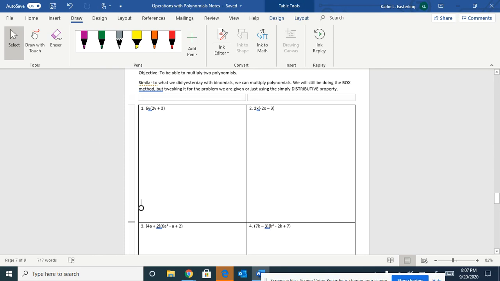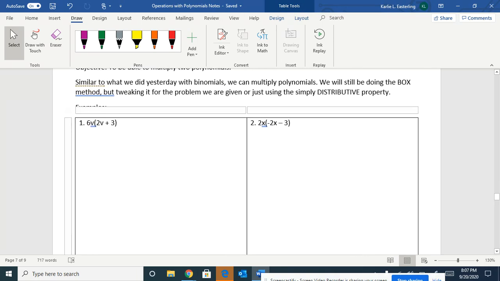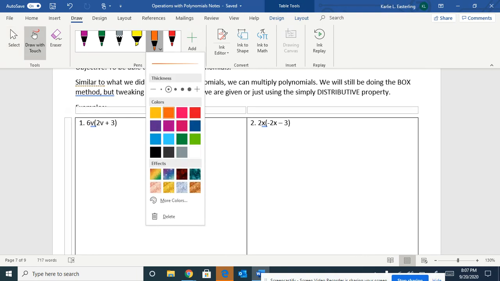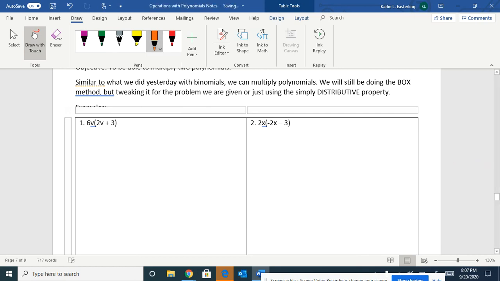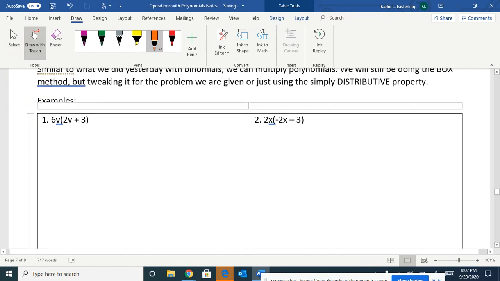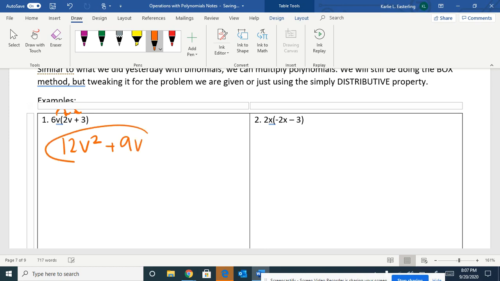So for example, if we are looking at number 1 here, let's go with orange. We haven't used orange at all today. So we can distribute our 6v into here. 6v times 2v would give us 12v squared. And then 6v times 3 would give us 9v. And that would be our final answer. With that one, it's just as easy as distributing in that 6v. And then I'm going to let y'all do number 2. I think y'all got this. It's very simple. You're just going to distribute in that 2x.